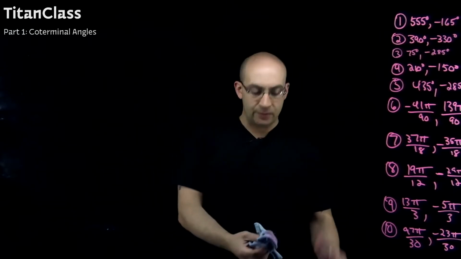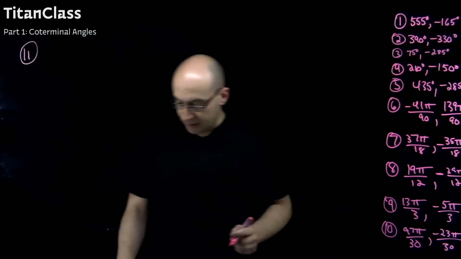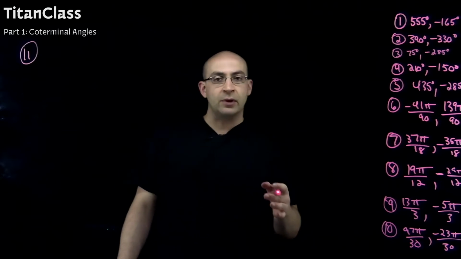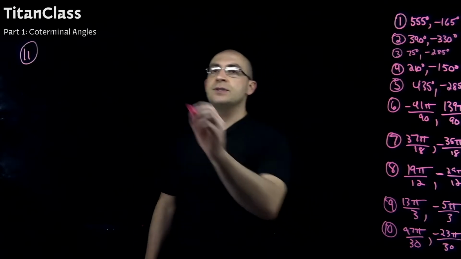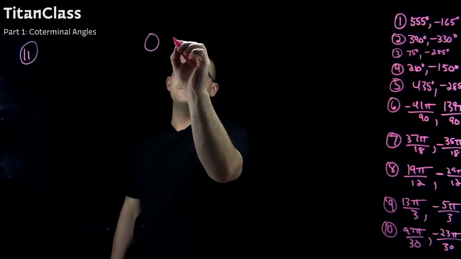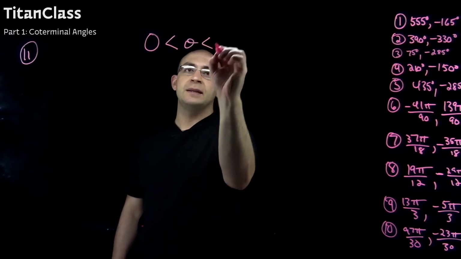Okay, so that was set through 10. I'll erase after I go to 11 here. Number 11 is the same set for coterminal angles, but it's going to be a little different. This portion is asking for a coterminal angle between 0 degrees and 360 degrees. So we need something between 0 and 360. So we need to have theta, or our degree measurement, greater than 0 but less than 360.